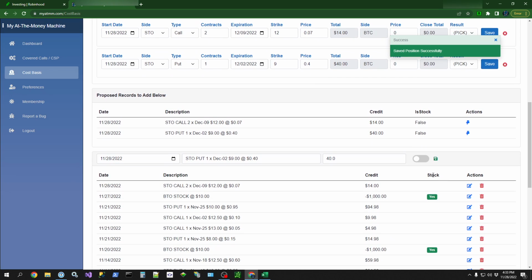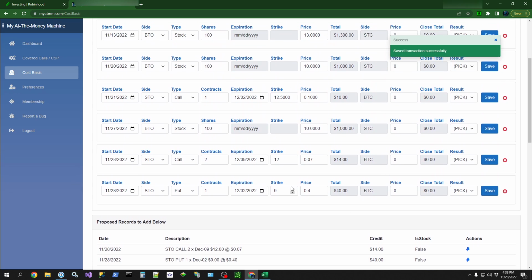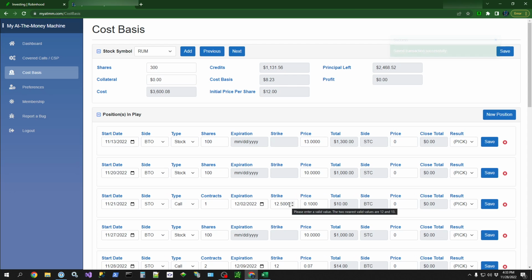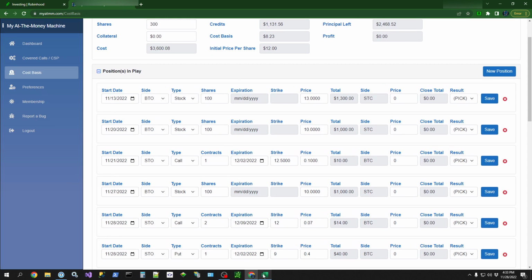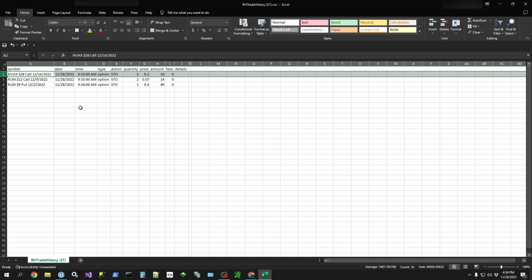Move that down. Click save. All right. So there we are on this one. Cost basis with premium is down to $8.23. Now, there is something I forgot to do, isn't there? I forgot to account for the collateral and the shares on the puts that I did. So the question now is, how many puts did I do? I know I did one on RUM. Let's backtrack these things.